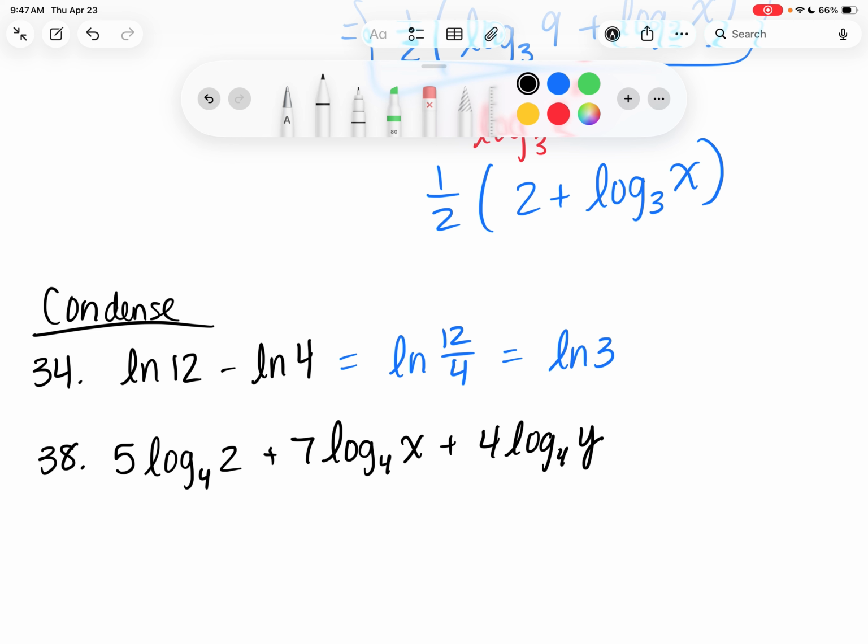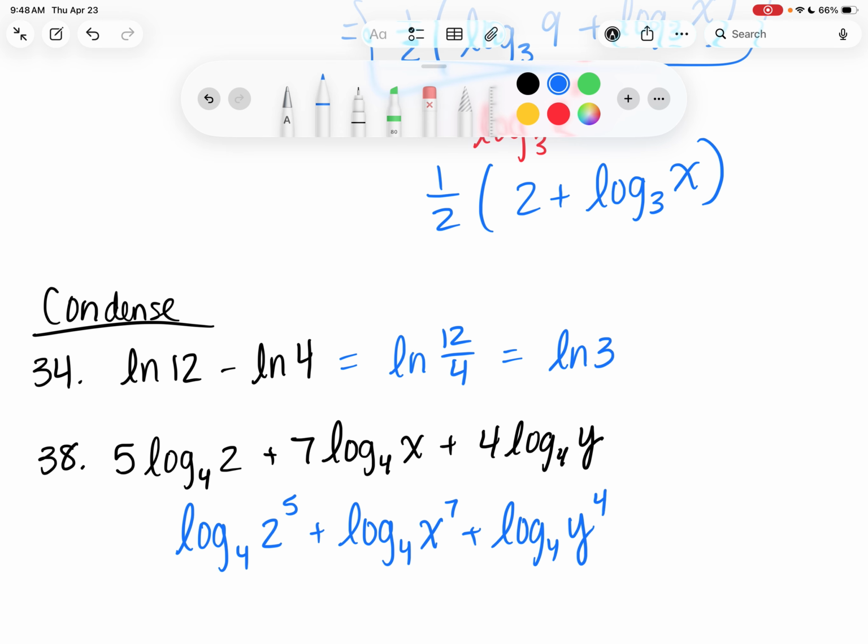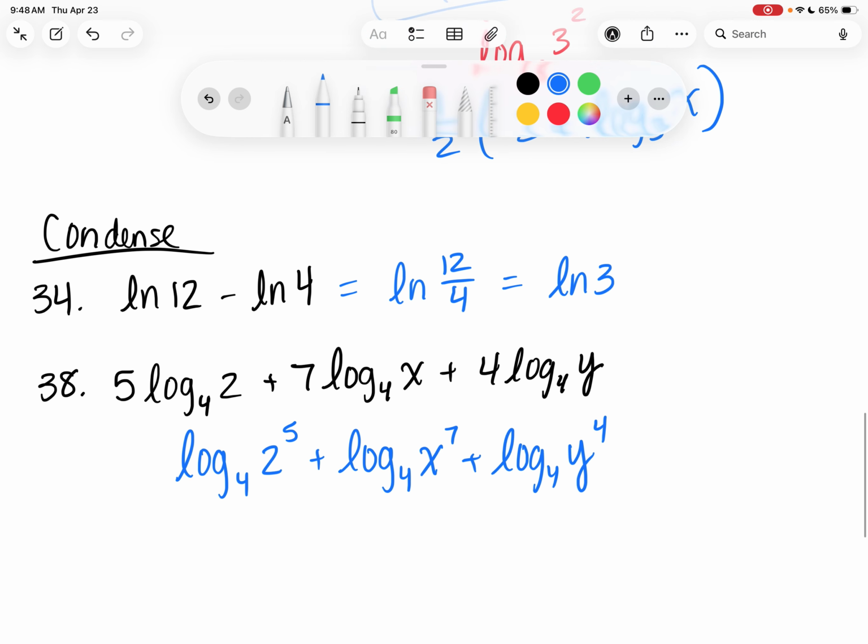So the first thing is anytime there's something in front, I'm going to go ahead and raise it to that power. So I'm going to rewrite this as log base 4 of 2 to the 5th plus log base 4 of x to the 7th plus log base 4 of y to the 4th. Now, when I rewrite this, I'm going to actually raise 2 to the 5th power and write it as that number.